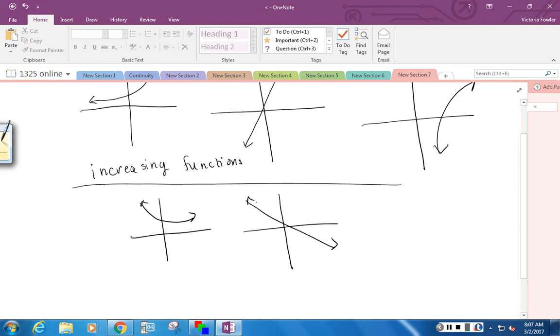Got a linear function there. It's decreasing. So all these are decreasing functions. Okay. We discuss increasing or decreasing in terms of intervals of the domain. Okay, those are our x values.